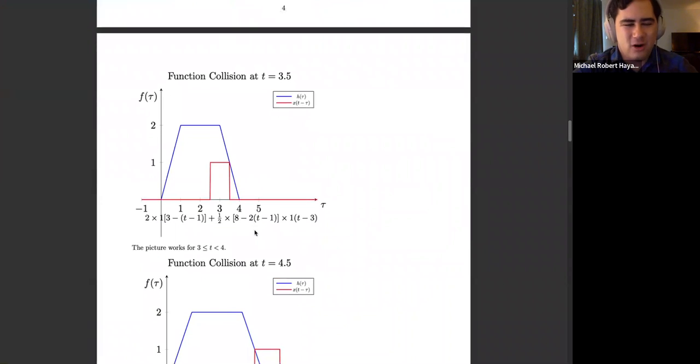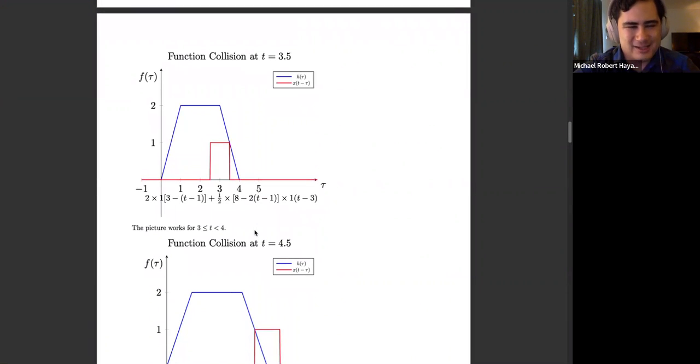So we have another harder image right here. So this overlap area has two components. We've got a flat part where it's a rectangular area and a triangle area right here. So the flat part is going to be 2 times 1 times its width, which is going to be 3 minus this trailing edge, t minus 1. So 3 minus (t minus 1) is the width of this rectangular overlap area.